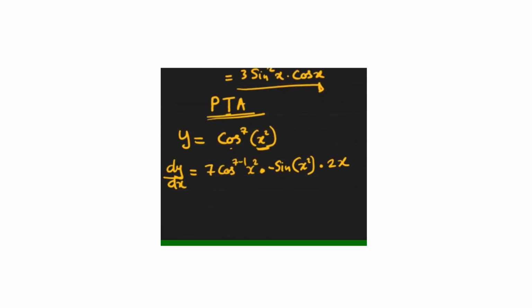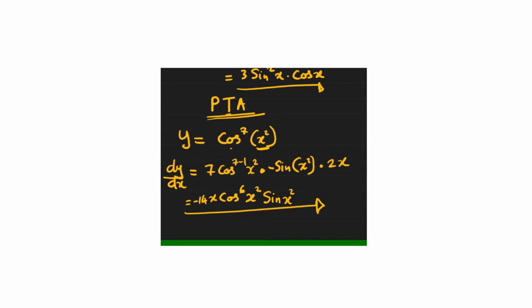So much so that the final answer becomes 2 times minus times 7, which is minus 14 cos to the power 6 x squared sine x squared multiplied by x. Allow me to put this x in front together with the 14, which means it will be equal to minus 14x cos to the power 6 x squared sine x squared. That becomes the final answer there, right?